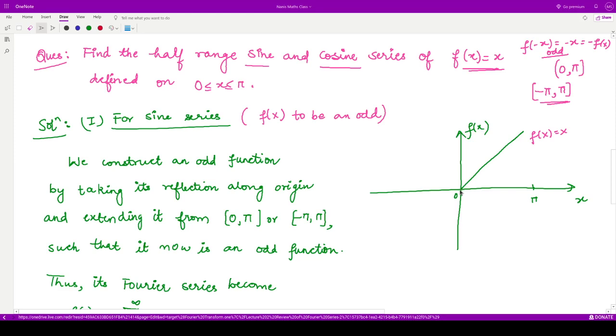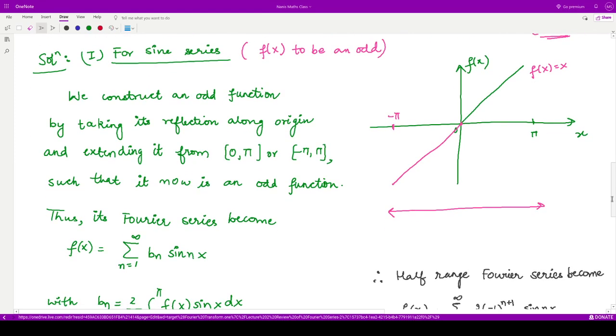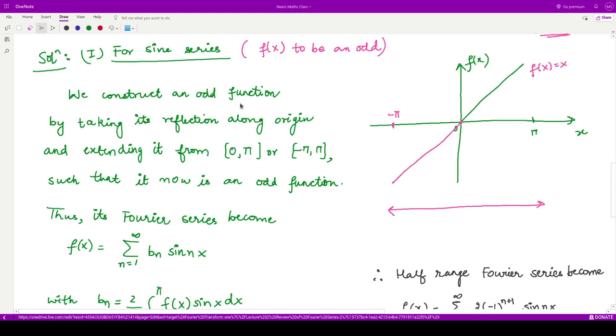How is this an odd function? If we take the reflection of this particular function about origin. So about origin, suppose this is the point minus pi, if we take its reflection about origin, your function would be something like this. So now you can say in this complete interval minus pi to pi, your function behaves as an odd function.